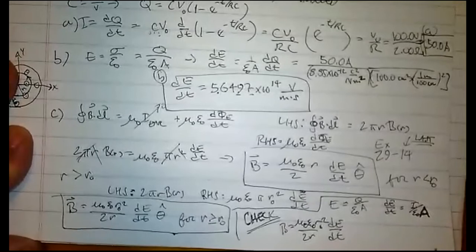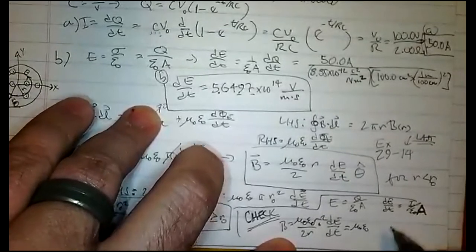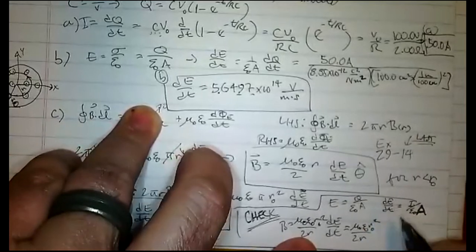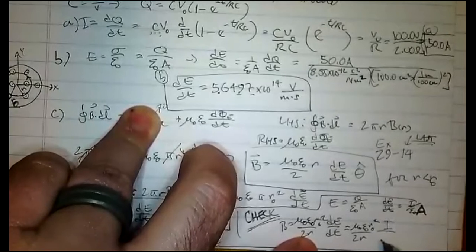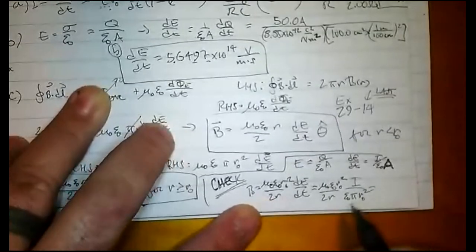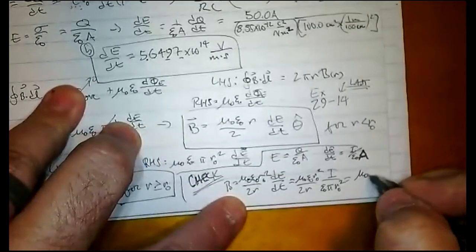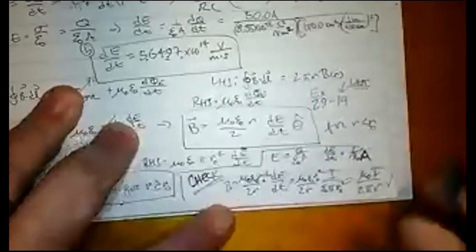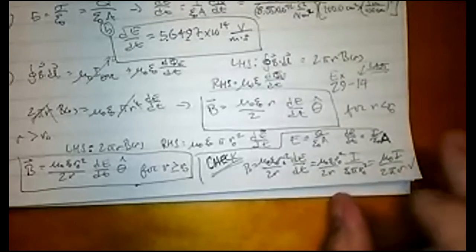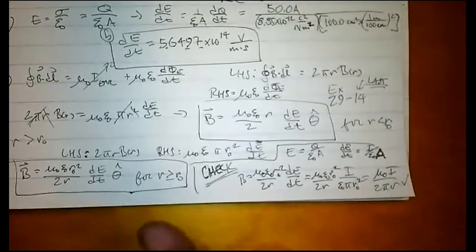If we plug all this back in, then we can say it's going to be this, which equals mu 0 epsilon 0 r0 squared over 2r times I over epsilon 0 pi r0 squared, which, check that out, this cancels out, this cancels out, and I get mu 0 I over 2 pi r, which is just a beautiful check. Everybody understand what I did there and why I did it?